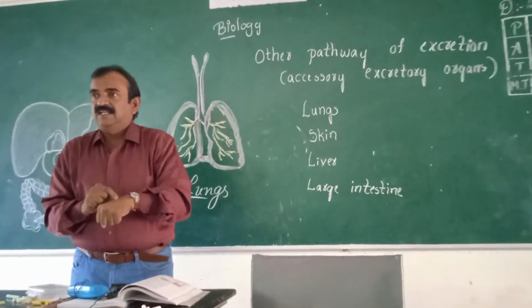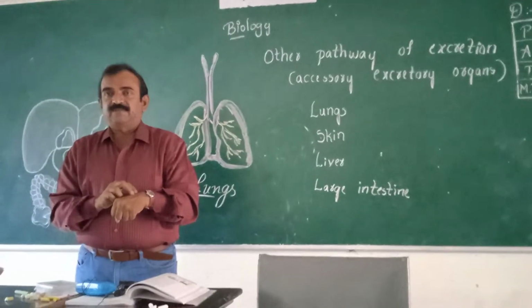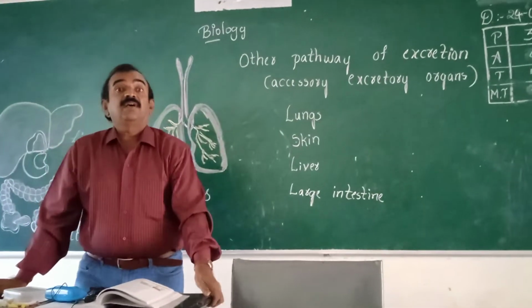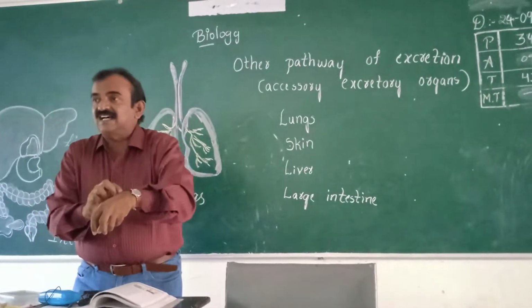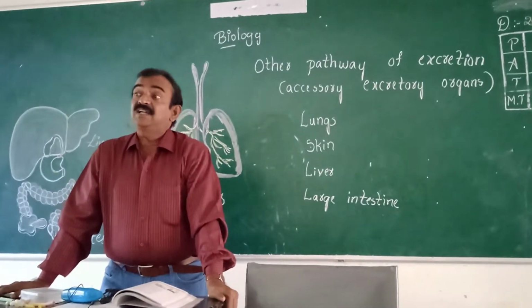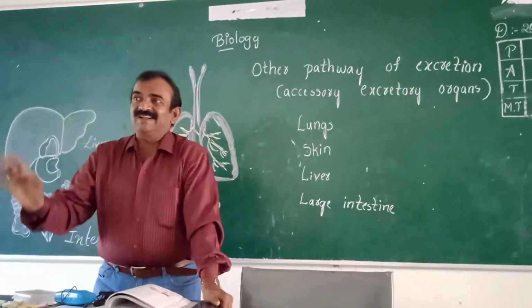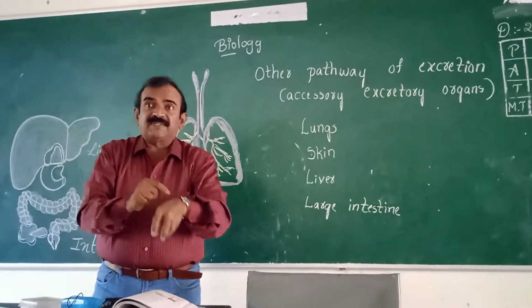And now I am telling you skin. So this is skin. And skin is providing what? Protection to our body. And skin consists of a large number of what? Sweat glands. These sweat glands are useful to remove what? Excess of water and salt from the body. Sweat glands are richly supplied with blood vessels. Blood vessels are present here.